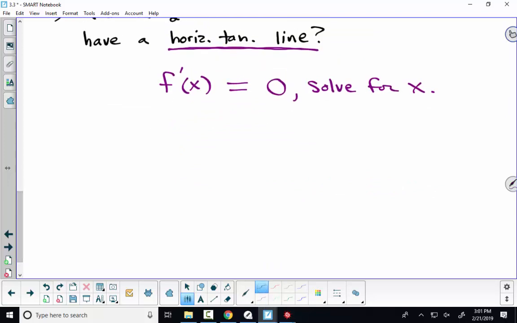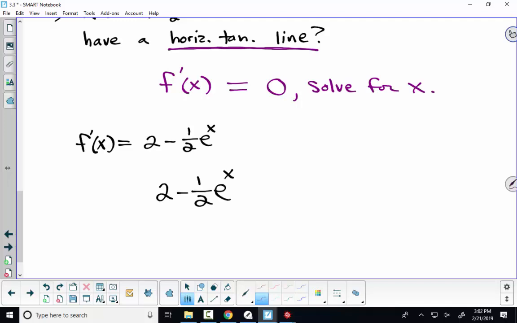So our derivative was 2 minus 1/2 e to the x. So where does 2 minus 1/2 e to the x, horizontal tangent, where does our derivative equal 0?